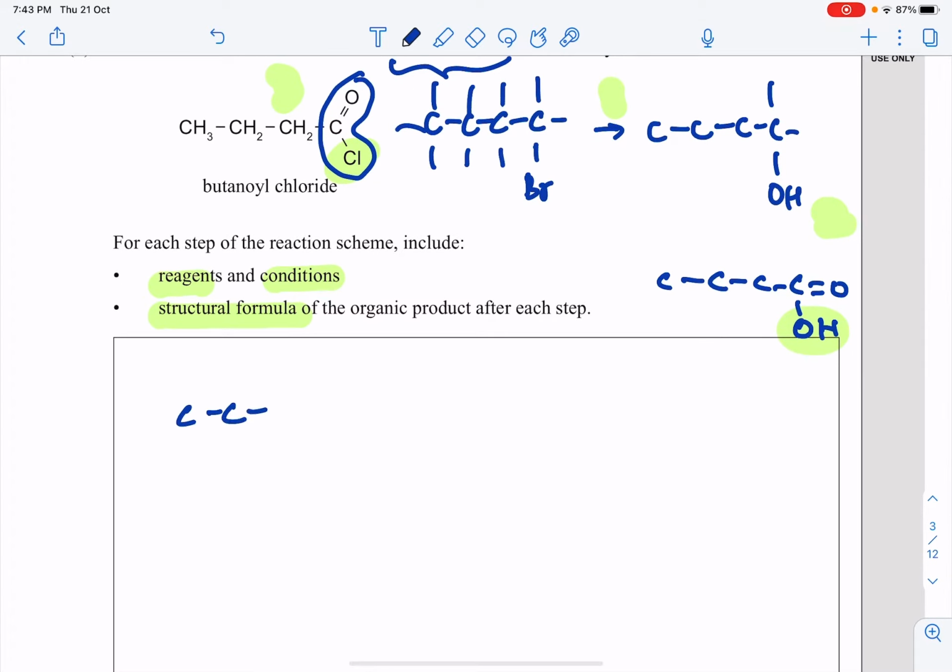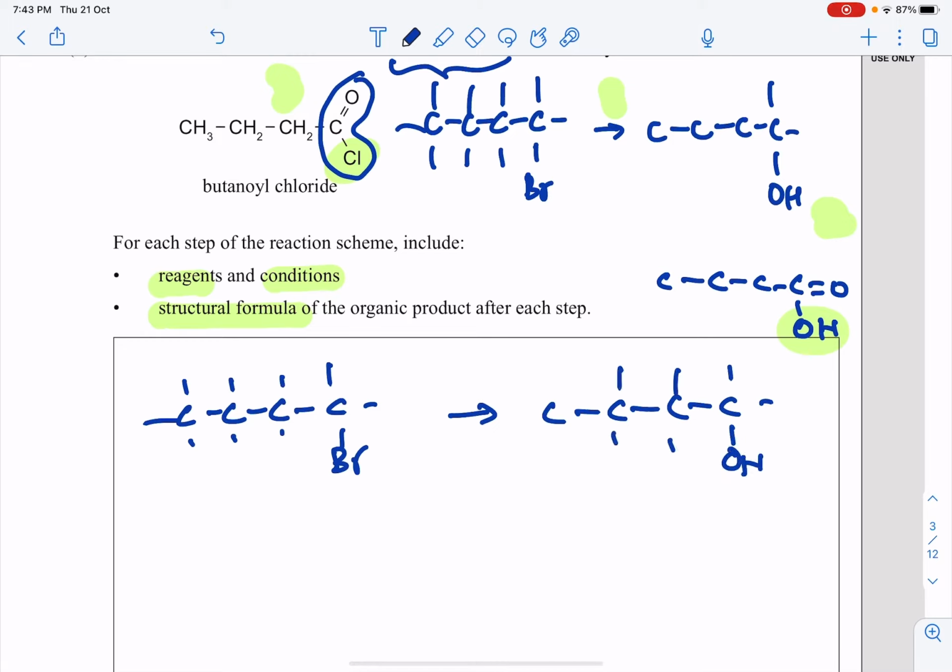So you can start by drawing 1-bromobutane. You can fill up the hydrogen. Okay, once you're done, then we are looking into changing it to butan-1-ol.